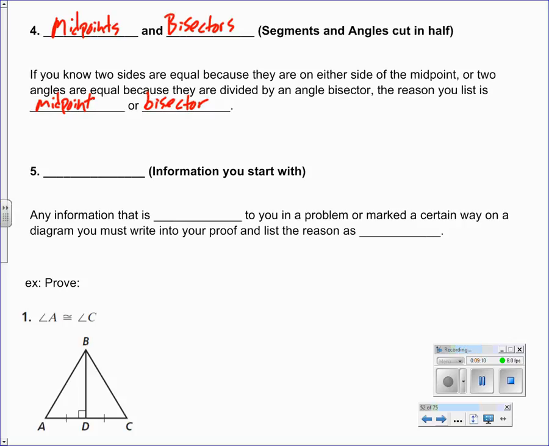And the last one is an easy one to forget. Anytime you're given information, it's either marked that way in the diagram, or it says given and lists information, you write given as the reason you know that. So it can be marked on the diagram, or it can actually be written out in words. But you list that reason. You still have to rewrite those statements and list them, and list the reason you know them as given.